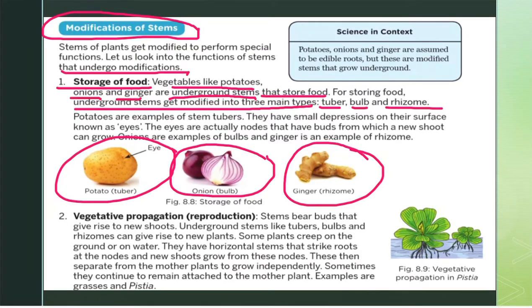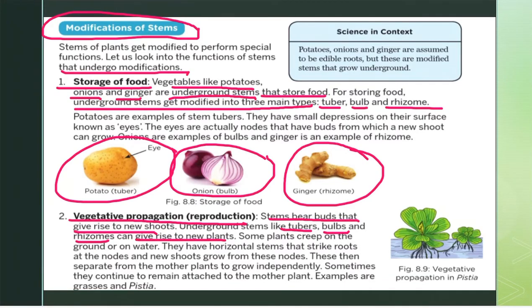Now let us study about vegetative propagation or reproduction. Now stems bear buds that can give rise to new shoots. Underground stems like tubers, bulbs and rhizomes, for which we have seen the examples of potato, onion and ginger, can give rise to new plants.